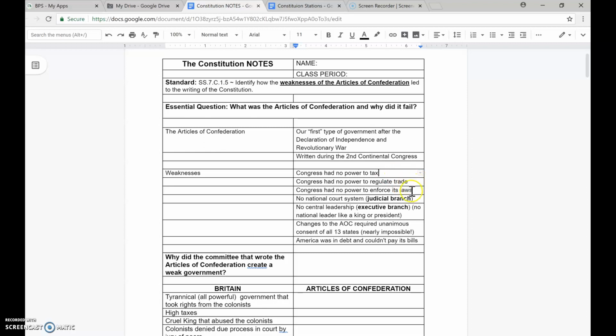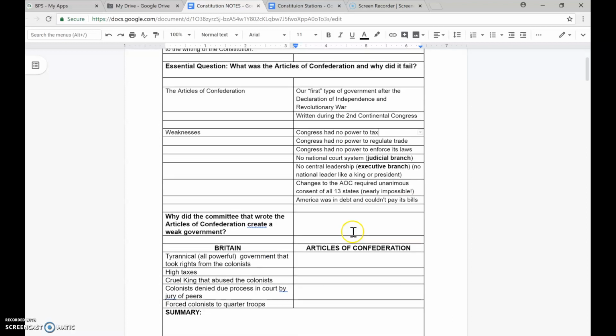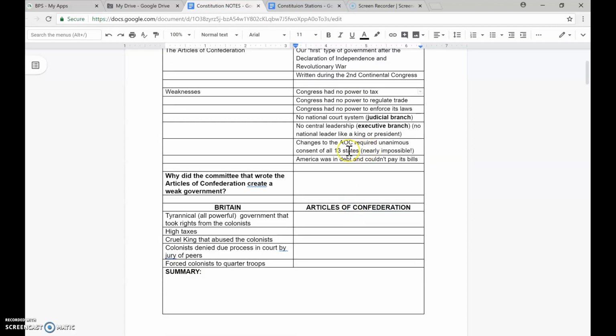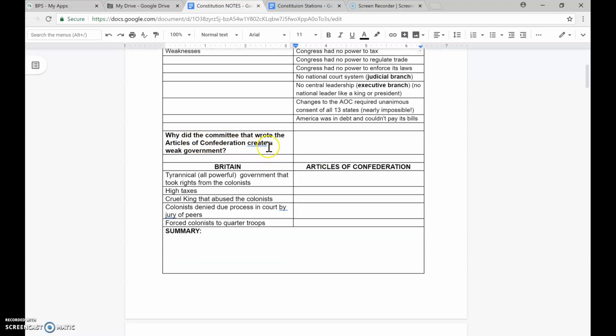They had no power to regulate trade. No power to enforce its laws. There was no judicial branch or executive branch. There was only the legislative branch, that Congress. That was it. Changes to the Articles of Confederation, remember AOC means Articles of Confederation, required unanimous consent of all 13 states, which was impossible. They couldn't agree on anything. America was in debt and couldn't pay its bills. Not good. Okay, so why did the committee that wrote the Articles of Confederation create a weak government?